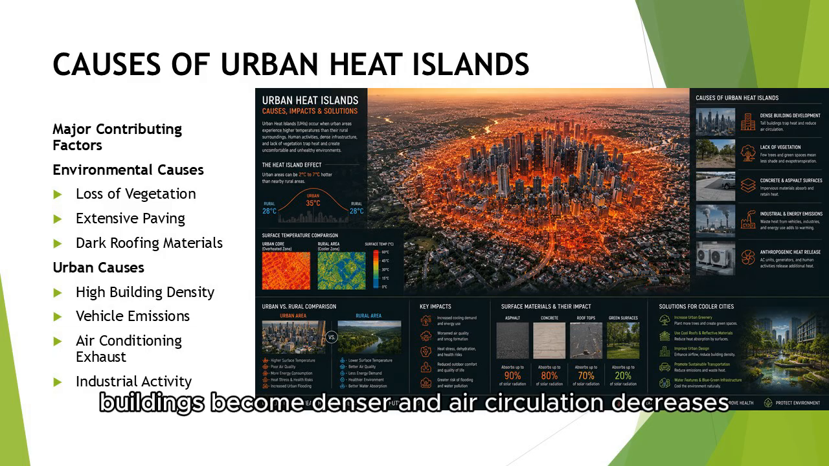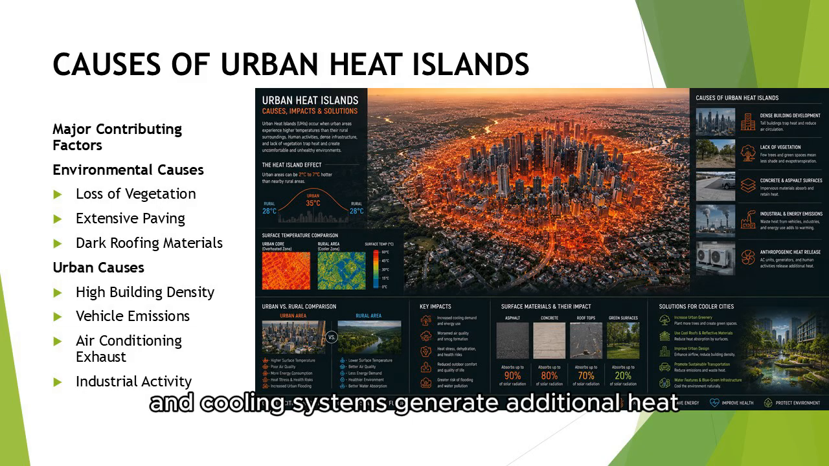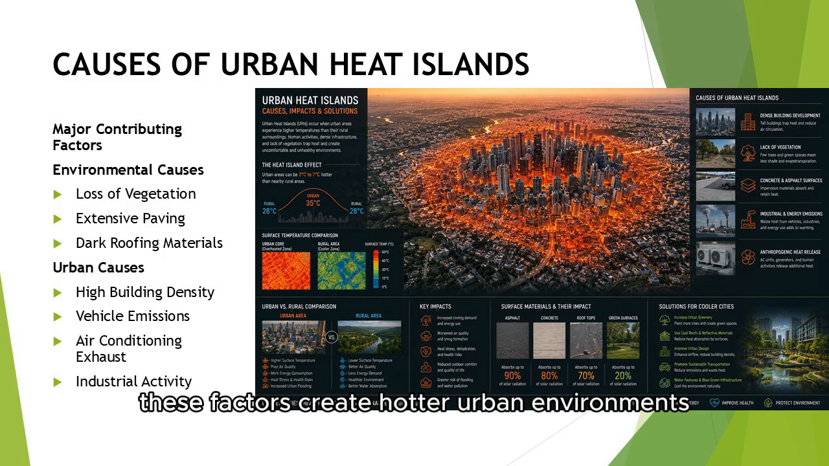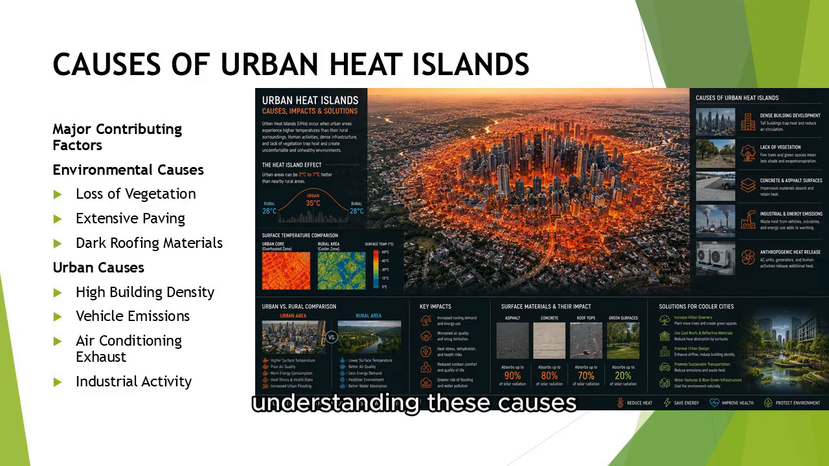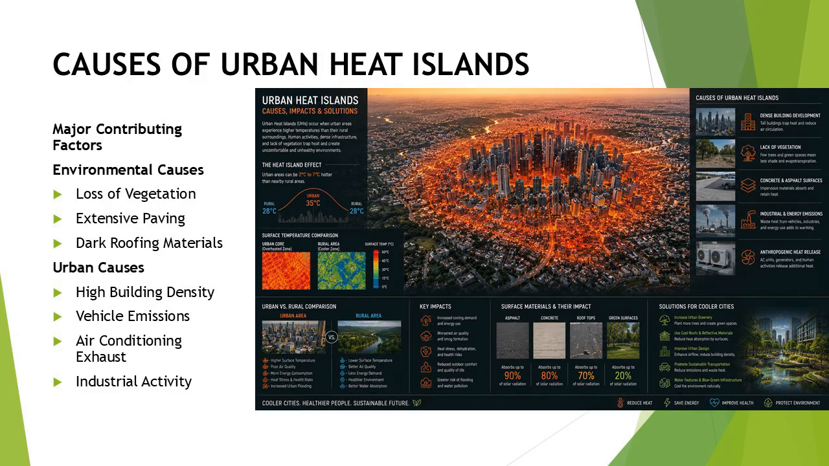Buildings become denser and air circulation decreases. At the same time, vehicles, industrial facilities, and cooling systems generate additional heat. Collectively, these factors create hotter urban environments. Understanding these causes allows architects to design more effective mitigation strategies.